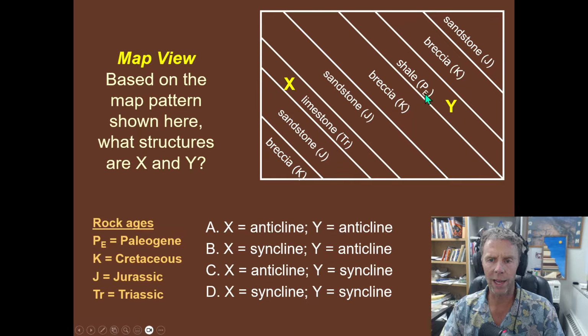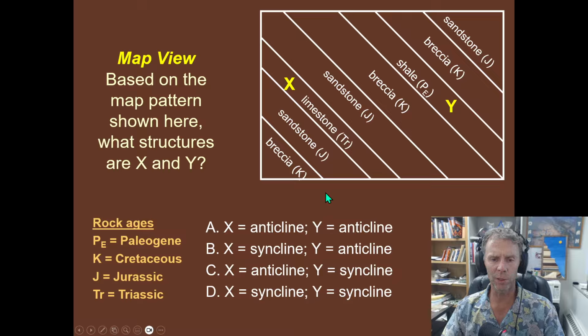I go to Y, Paleogene shale is where the axis of the fold is. It's surrounded by older rocks, so I have youngest rocks in the center. That would define a syncline. So X is an anticline, Y is a syncline. Looks like that was answer C.